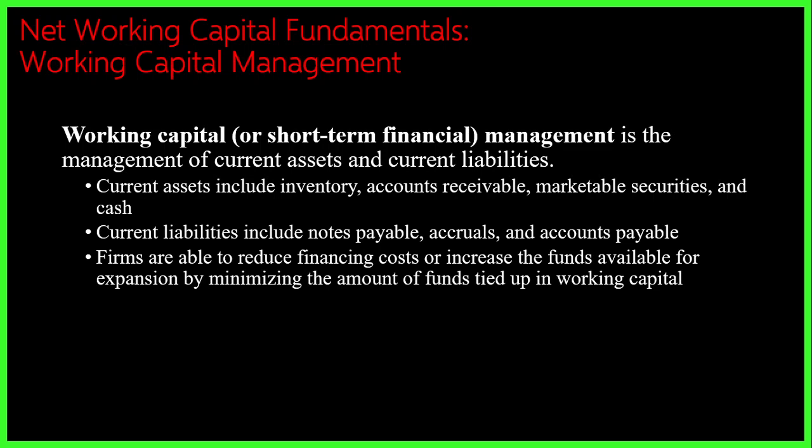And normally we have 5 elements, arranged according to liquidity. We start with cash, followed by marketable securities. Then you have your trade receivables, inventories, and then you have your prepayments. Now, for the purpose of our discussion, we will just focus on inventories, accounts receivable, marketable securities, and cash.